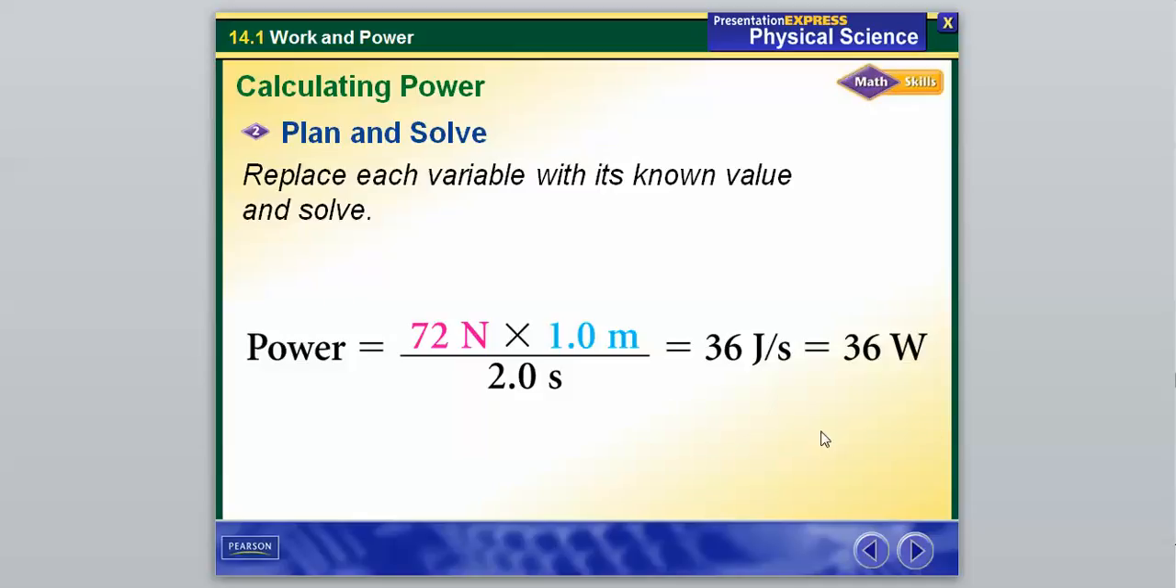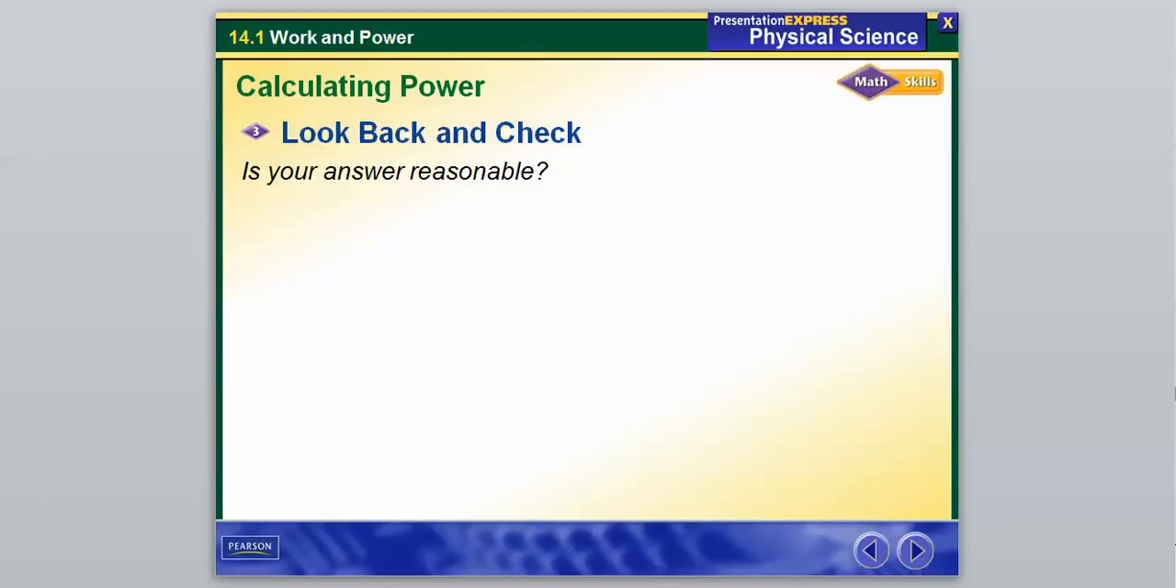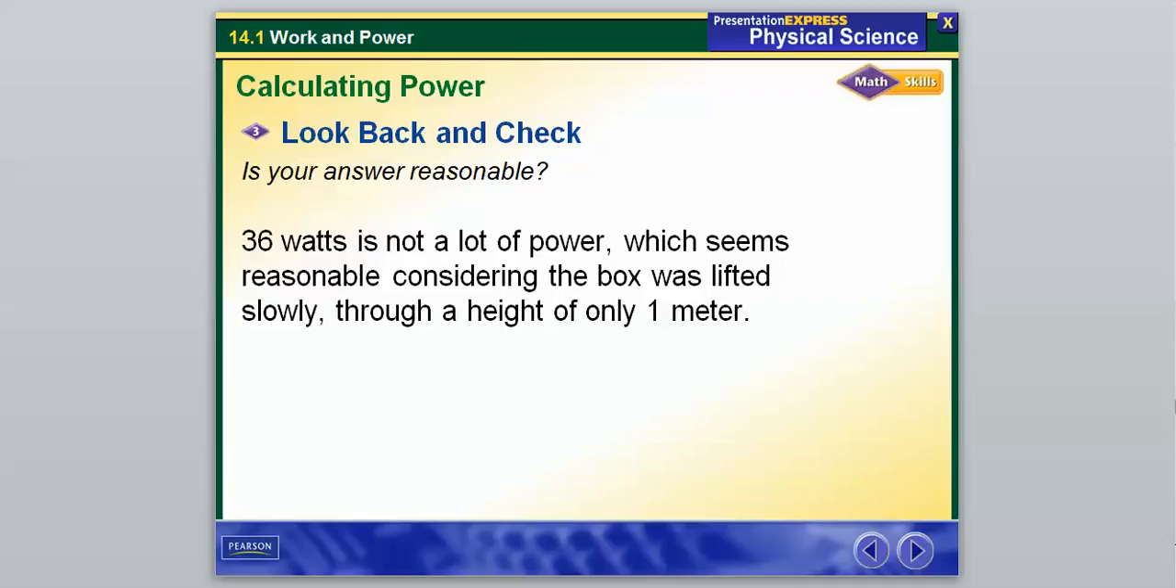That gives us 36 joules per second, and that gives us 36 watts, because that is our SI unit for power. So if we look back, is our answer reasonable? 36 watts is not a lot of power, which seems reasonable considering the box was lifted slowly and through a height of only 1 meter. So yes, our answer is reasonable.